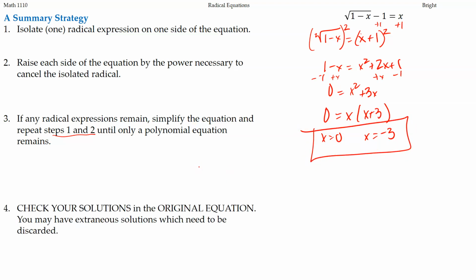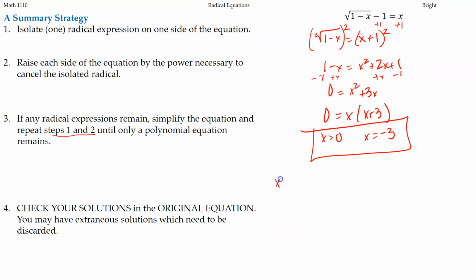you've got to check your solutions. This is extremely important now more than ever, because the reason we have to check our answers is that when we introduce an exponent, when we square, cube, fourth, whatever, we are raising the degree of the polynomial, so we may be introducing more solutions than we actually can have. Those are called extraneous solutions, and we need to discard those.